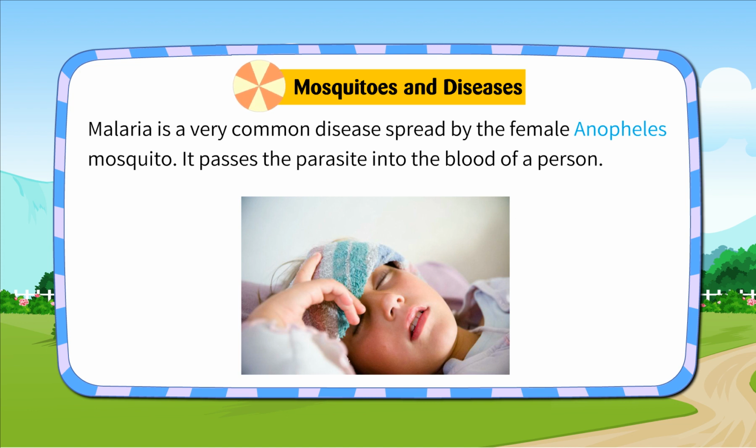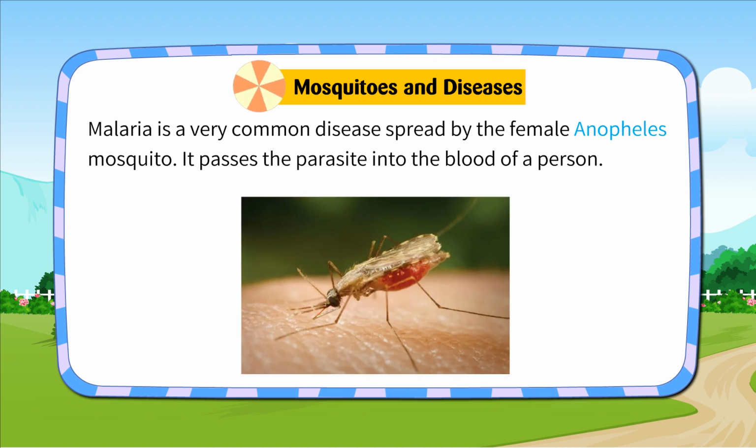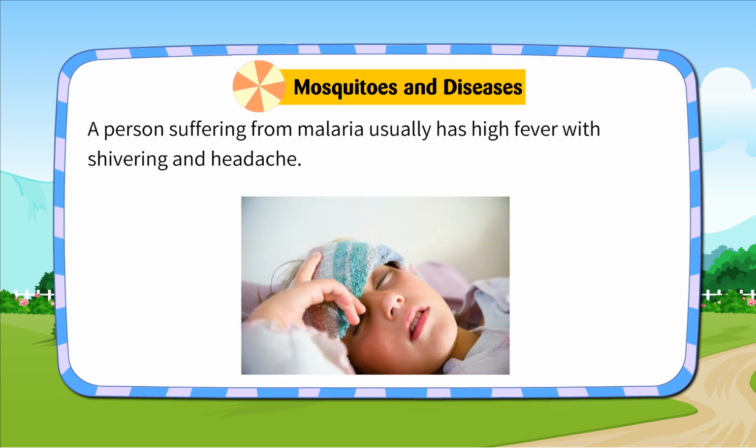Malaria is a very common disease spread by the female Anopheles mosquito. It passes the parasite into the blood of a person. A person suffering from malaria usually has high fever with shivering and headache.